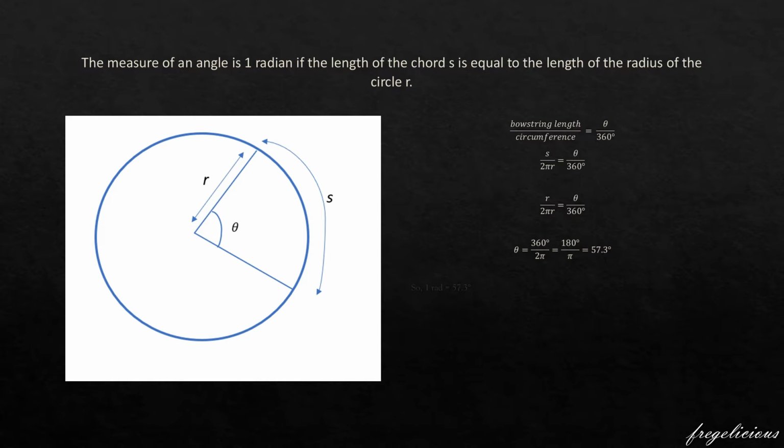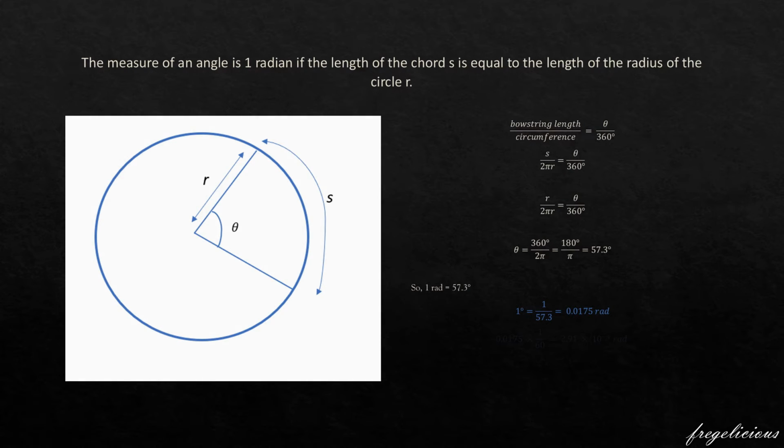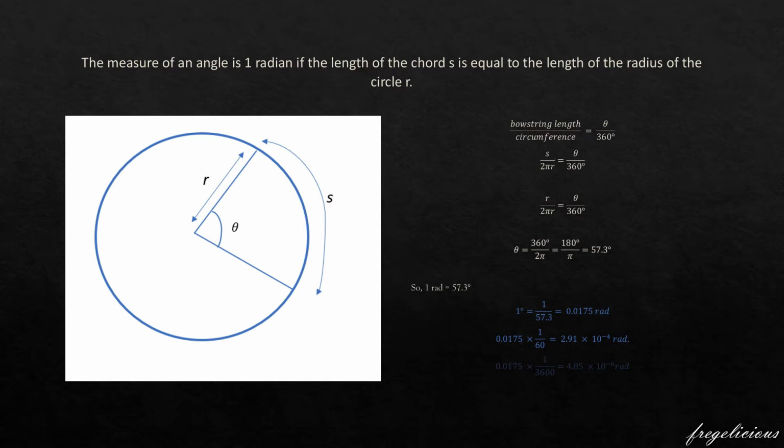That makes 1 degree equal to 0.0175 radians. Equally, that means 1 arc minute equals 2.91 times 10 raised to the power of minus 4 radians, with 1 arc second equal to 4.85 times 10 raised to the power of minus 6 radians.